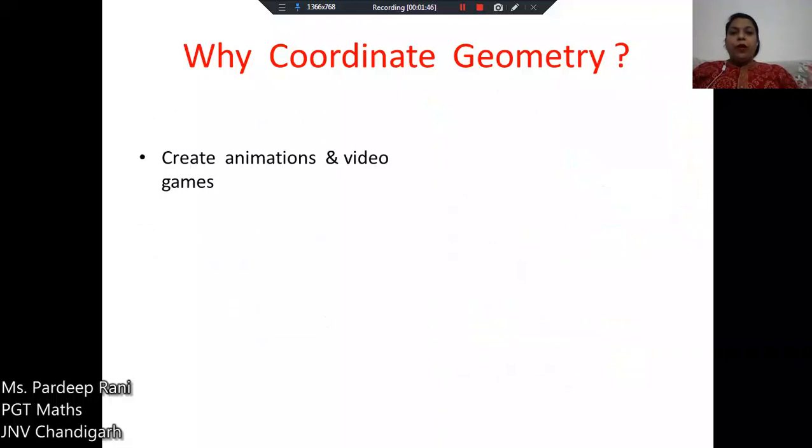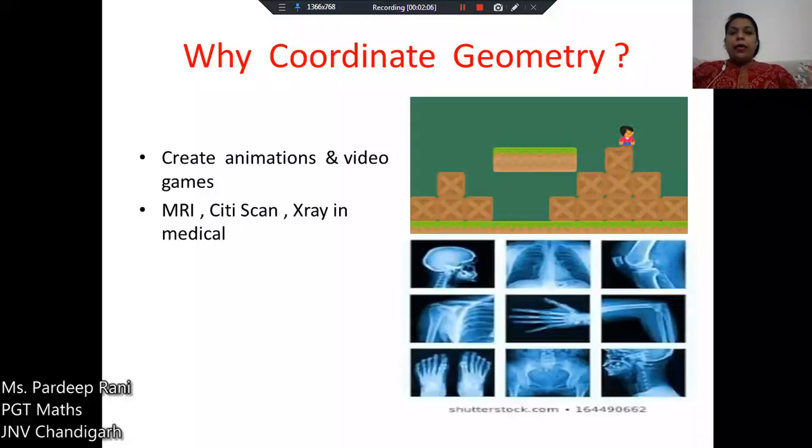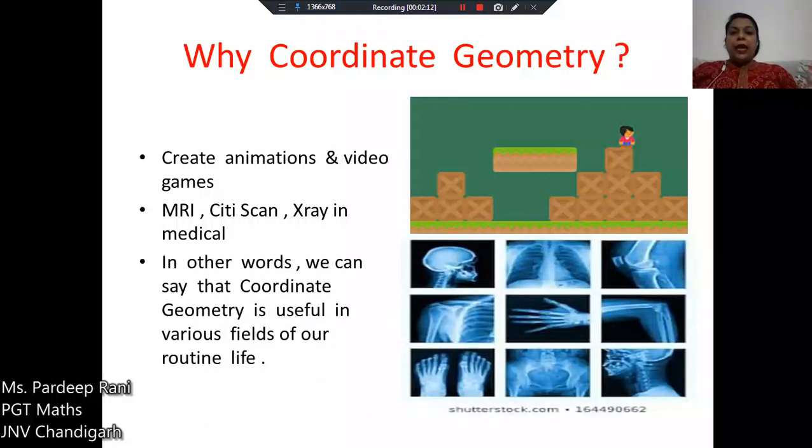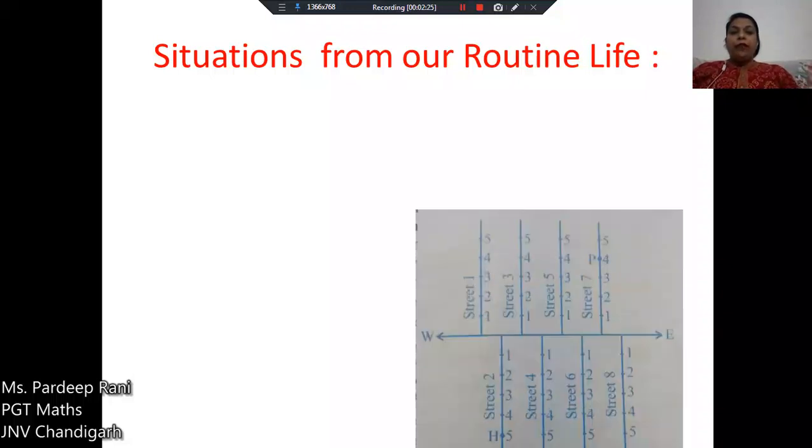Dear students, if we come to your era, then to create animations as well as video games, again coordinate geometry is required. If we come to the medical field, then to have MRI, X-rays, CT scan, again coordinate geometry is required. So in a nutshell, we can say that coordinate geometry is very useful to us in the various fields of our routine life. We come to have a situation from our routine life.